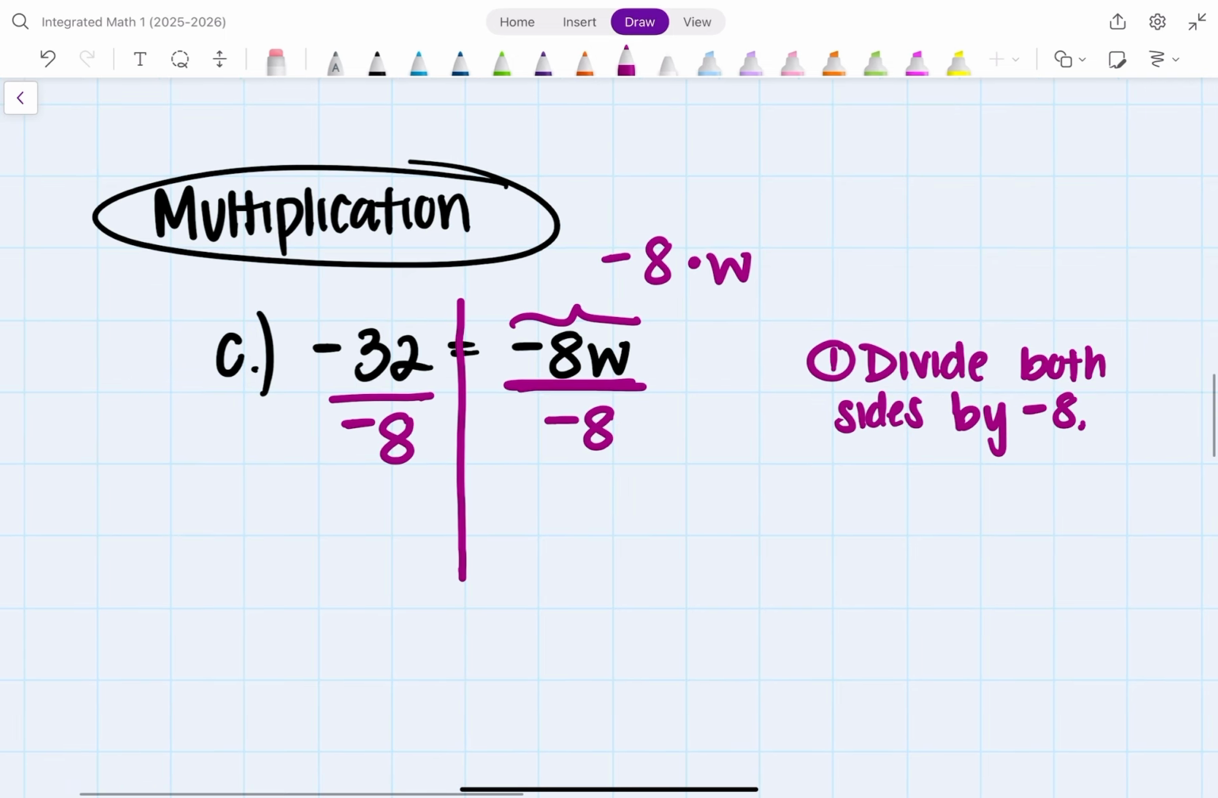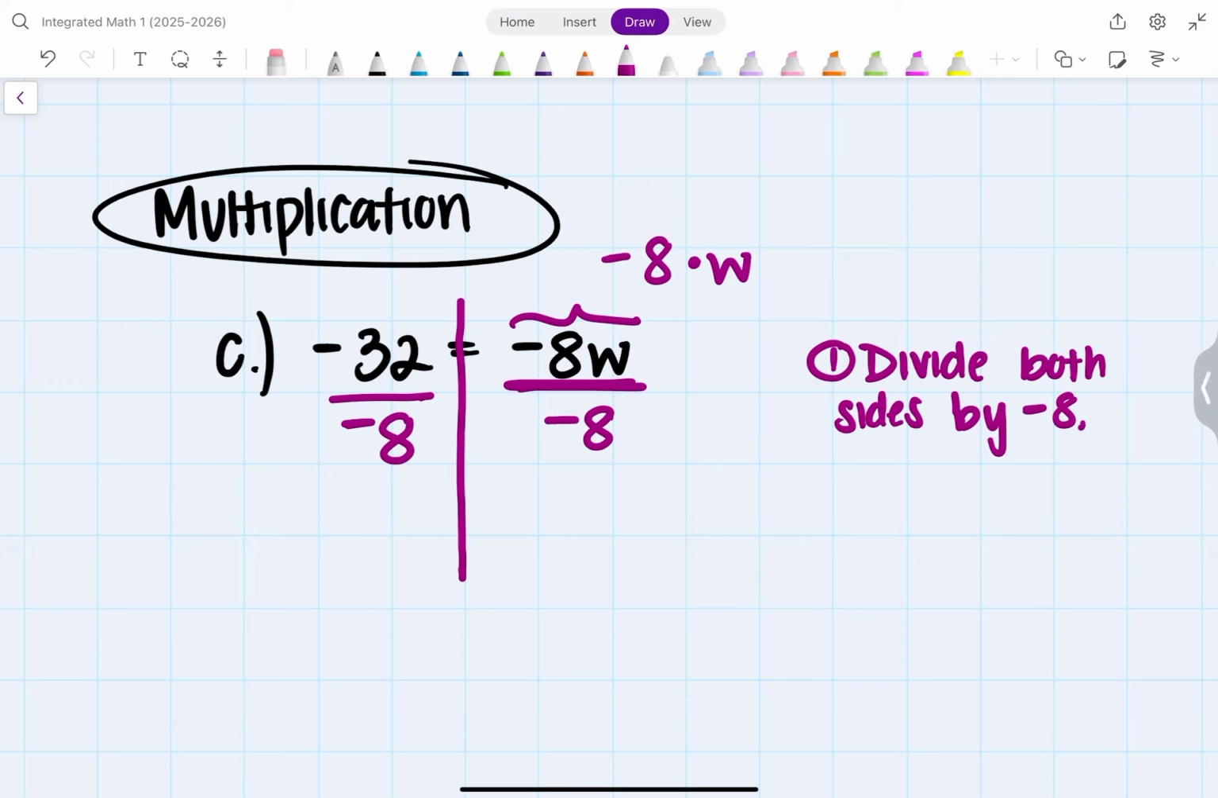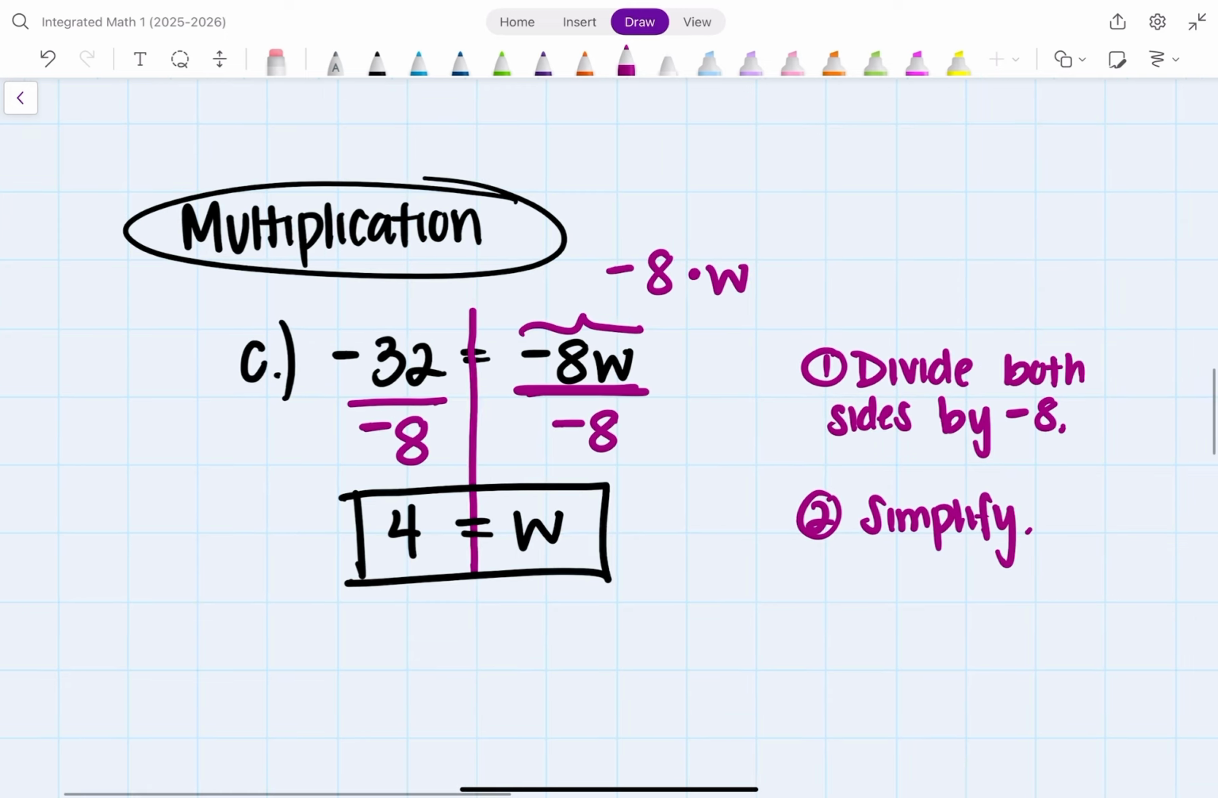All right, doing so, we would move on to simplifying. I know that negative 8 divided by a negative 8 is going to give me a 1. If you guys are not sure, let's go ahead and check it out. Negative 8 divided by a negative 8 is going to be a 1, right? A number divided by itself is always going to be a 1. From there, negative 32 divided by a negative 8 should give me a positive 4. Negative divided by a negative is a positive. So my answer is a positive 4. Step 2 is to simplify.